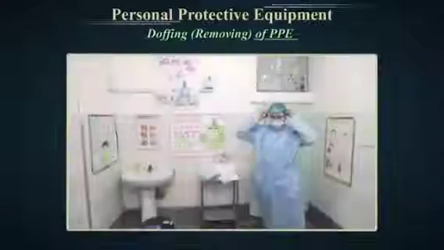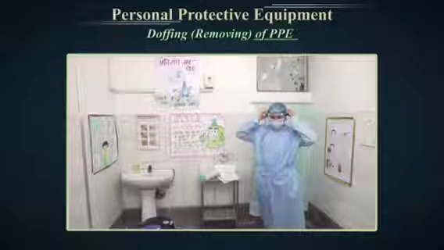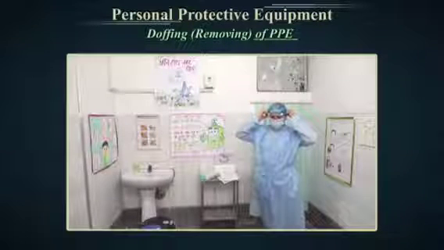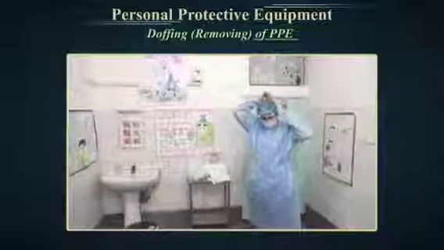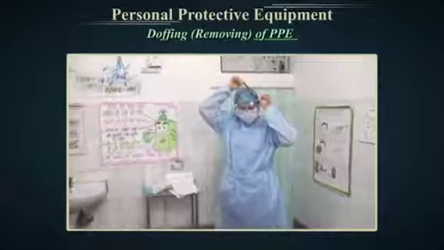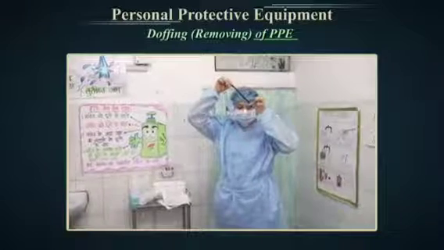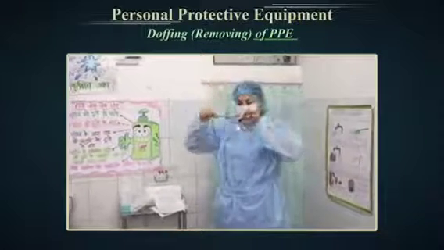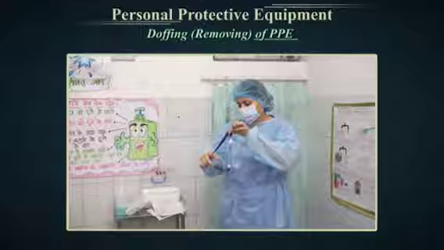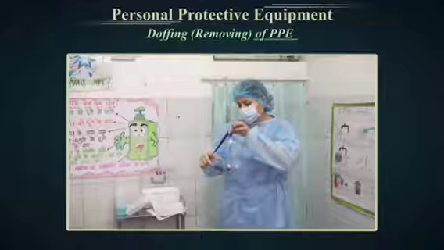The second step is to remove eye protection. The glasses or goggles are contaminated on the outside. So touch only the earpieces or elastic bands for removing them. Eye protection should be discarded or placed in a designated area for disinfection and reuse.